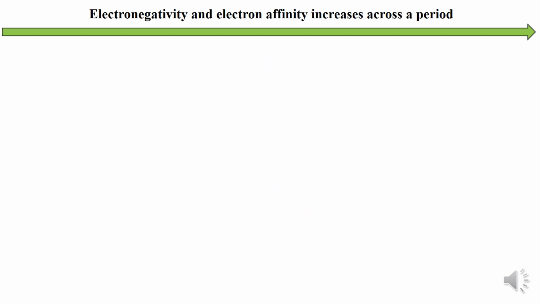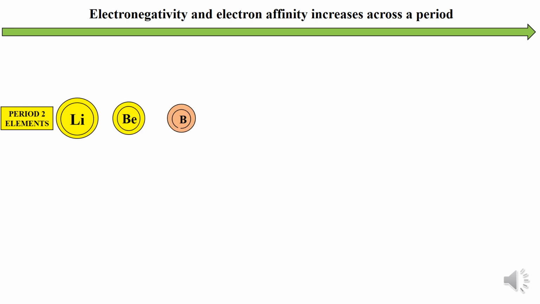Now as you move across the period from left to right in the periodic table, you will find that both electronegativity and electron affinity increase, and we'll see why. I'll be considering the period 2 elements in order to explain this. Lithium has 2 shells, beryllium has 2, boron has 2 shells, carbon has 2, nitrogen has 2, oxygen has 2, fluorine has 2 shells, and neon has 2 shells.